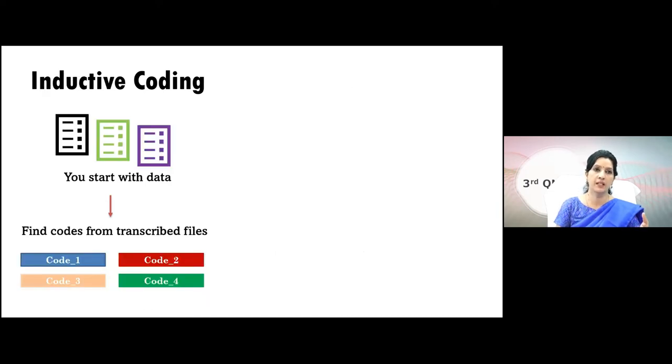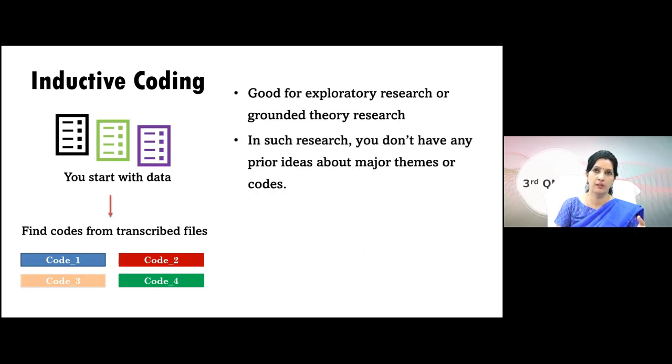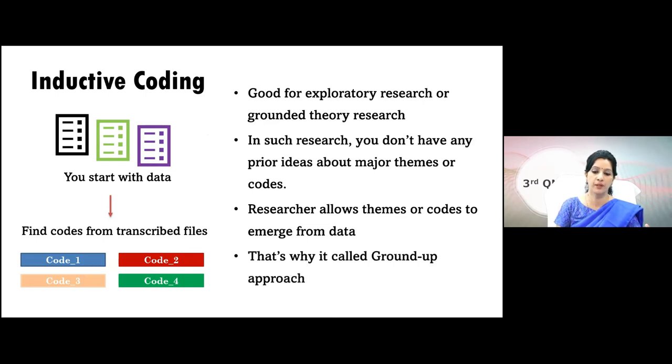In inductive coding, we start with the data and we find codes from the transcribed file. Then we name them 1, 2, 3, and 4. It is good for exploratory research like grounded theory. We don't have any prior idea if we start with such an inductive coding process, and the researcher allows themes or codes to emerge from the data. That's why it is called the ground-up approach.